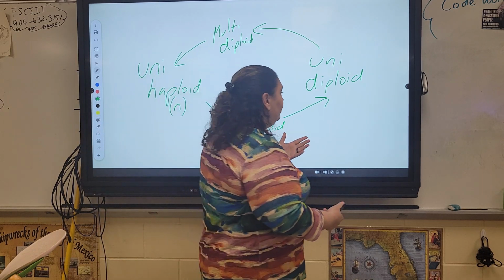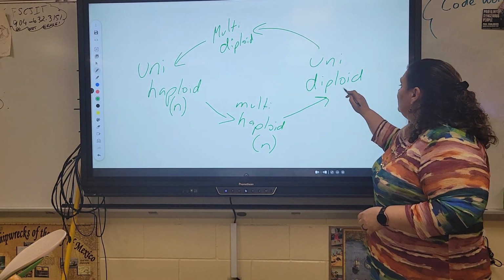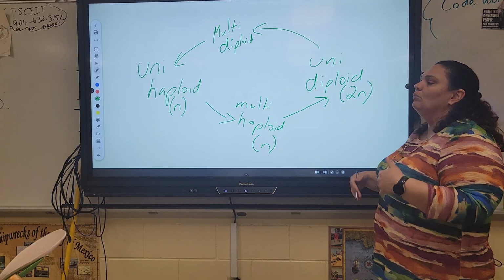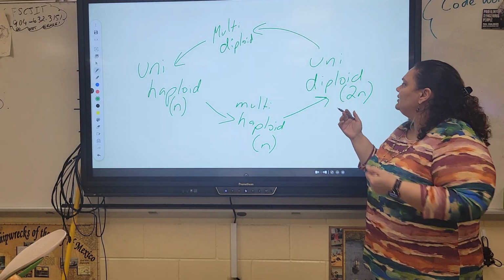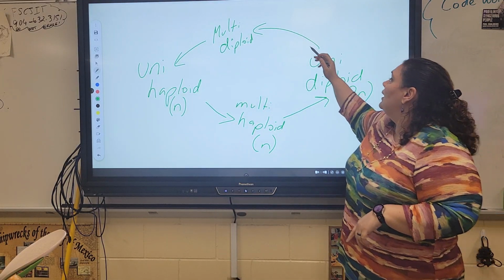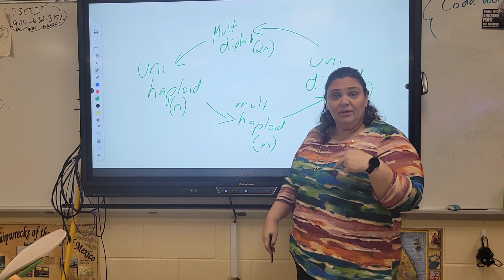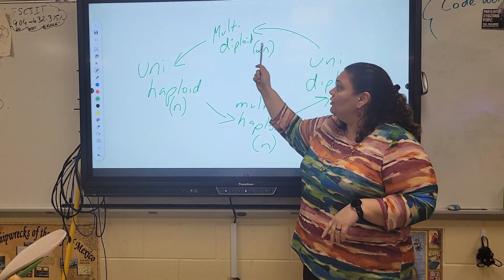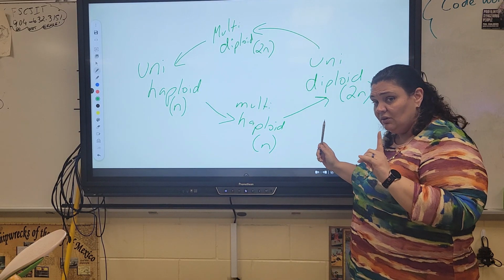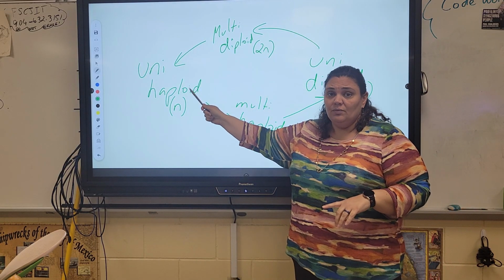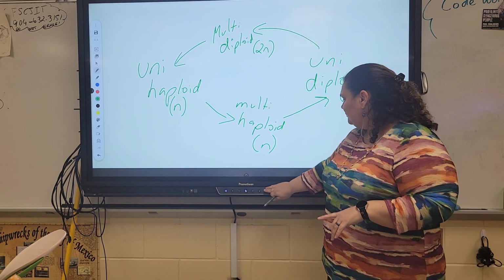Then unicellular diploid, we're going to double it, so that would be 2N. So if it was human, it would be 46, but just made of one cell. And multicellular diploid, it would still be 46 because it would be 2N. This is what we call alternation of generation. So remember, I wrote this in green because this is what plants do. They have an alternation of generation.